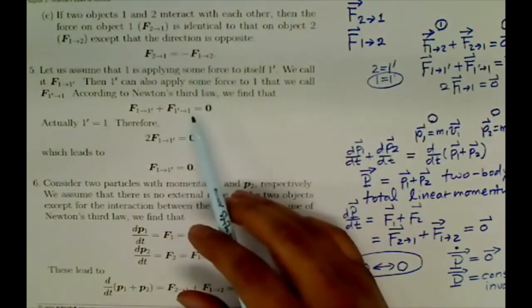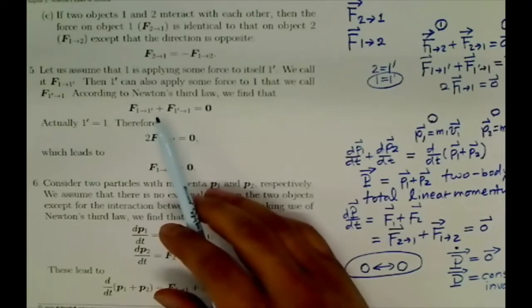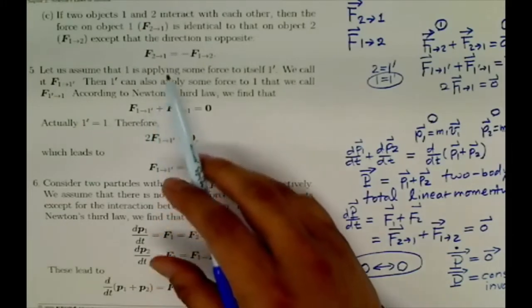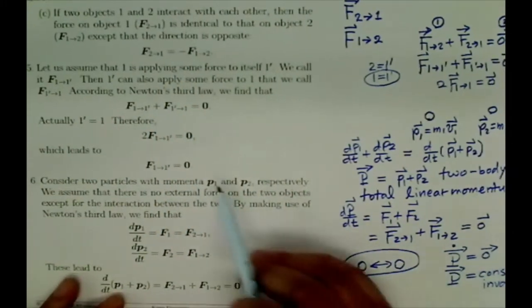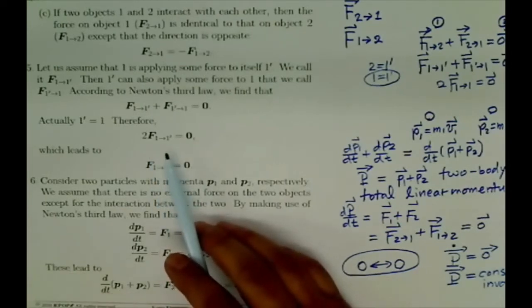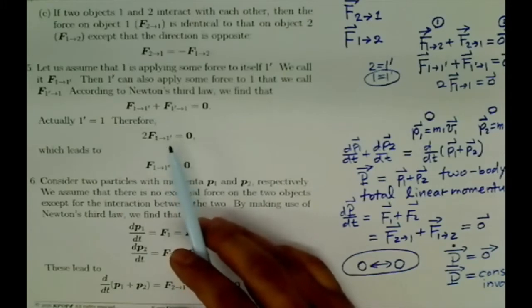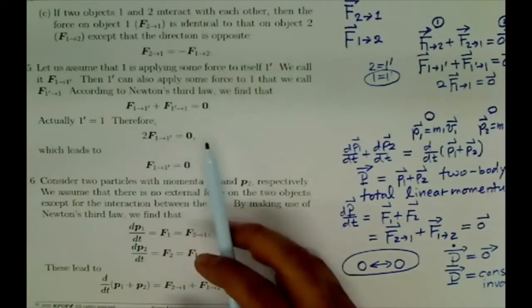Therefore, we can conclude that any force by itself vanishes. Suppose that we replace this 2 by 1 prime, that is actually the same as 1. Then we substitute this expression into the original form of Newton's third law. Then we end up with the result that F_{1,1'}, that is actually F_{1,1}, the force applied to particle 1 by itself, vanishes.